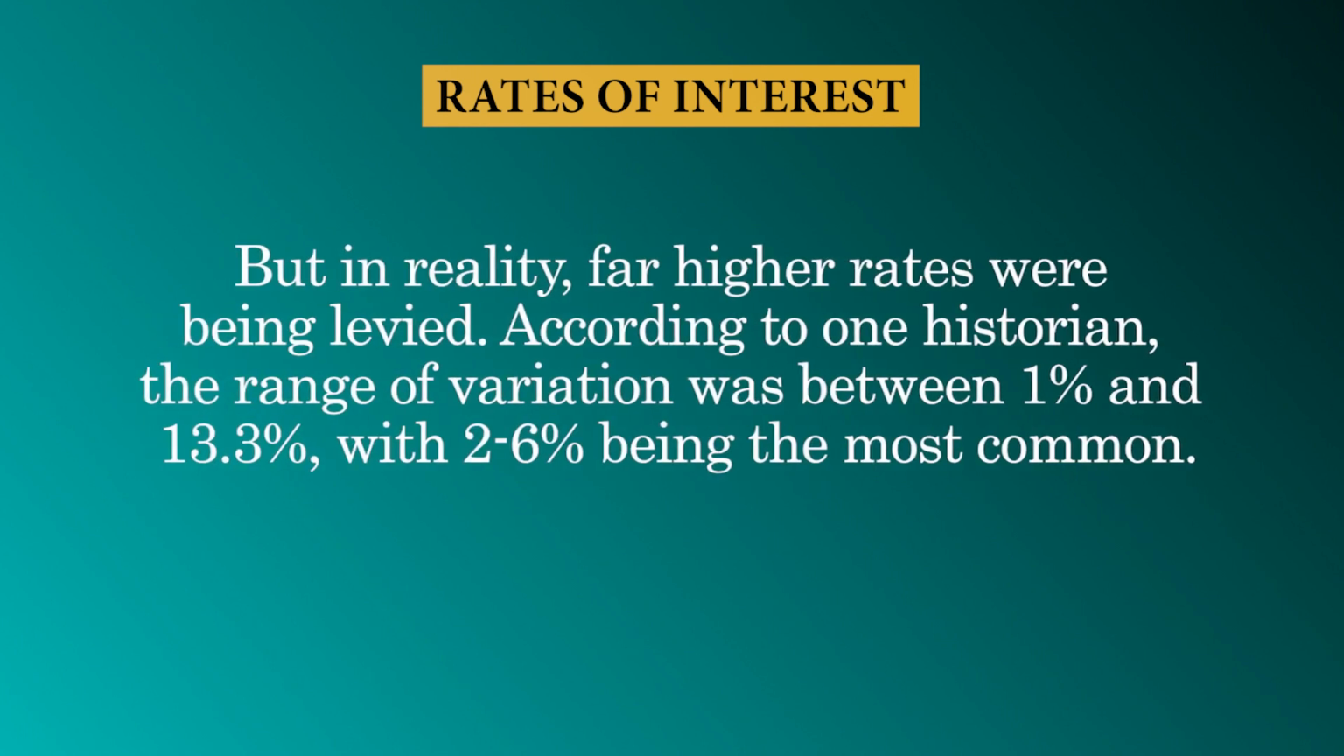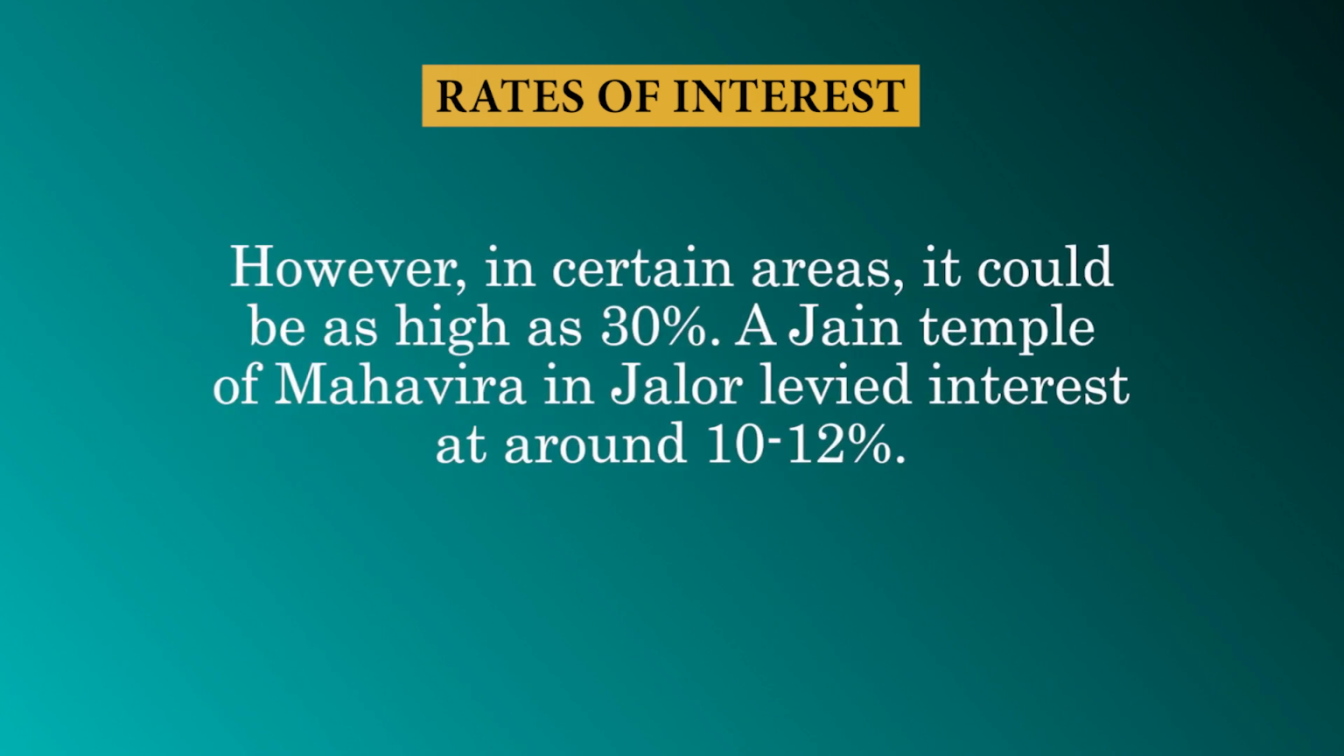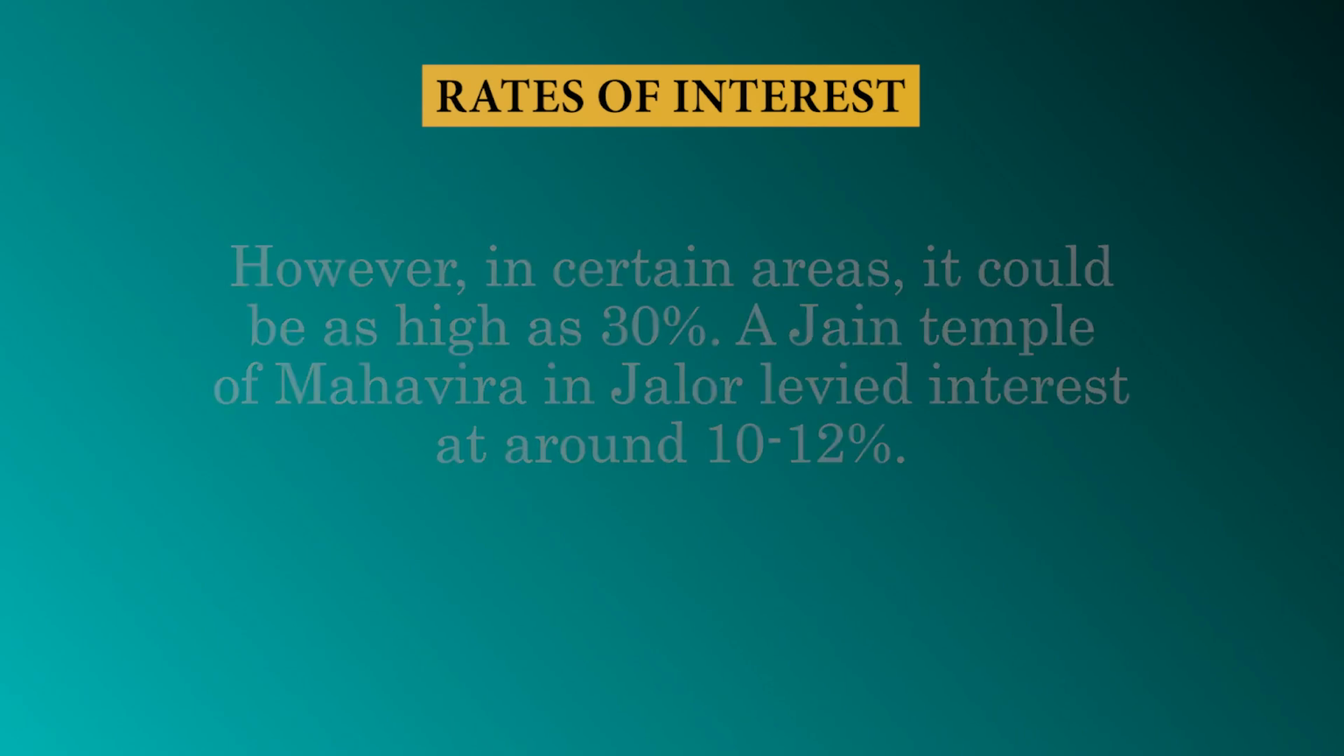But in reality, far higher rates were being levied. According to one historian, the range of variation was between 1% and 13.3%, with 2 to 6% range being the most common. However, in certain areas, it could be as high as 30%. A Jain temple of Mahavir in Jalore levied interest at around 10 to 12%. So rates of interest at this time were quite high.